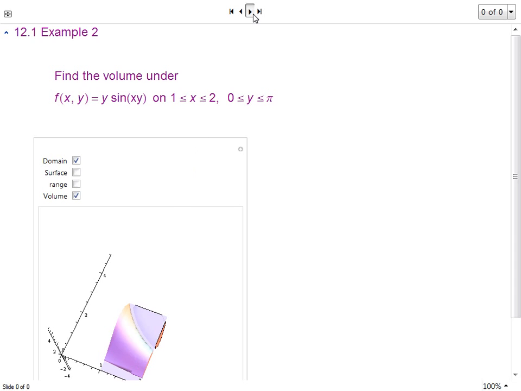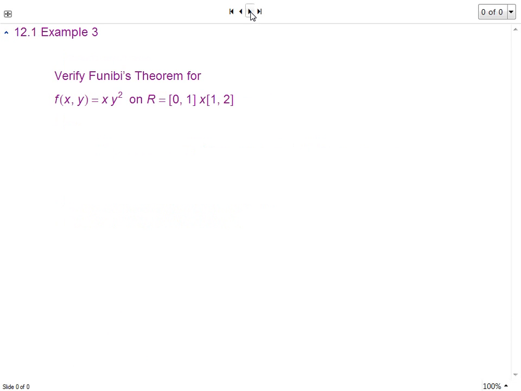All right, here we go. Fubini's theorem we just looked at. Verify Fubini's theorem. I'm not going to do this one, but all it says is if you do this problem both ways, inner integral one way, inner integral the other way, you get the same answer. What I will do is set up the integral so you can at least see what the two different integrals would look like.